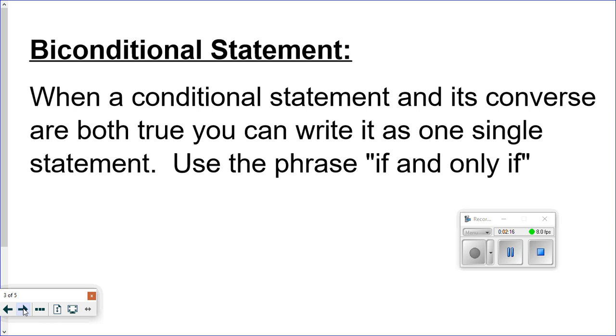So this if and only if will appear in the middle of our sentence. So instead of using the words if and then, we're going to write our statement, but then put an if and only if in the middle.